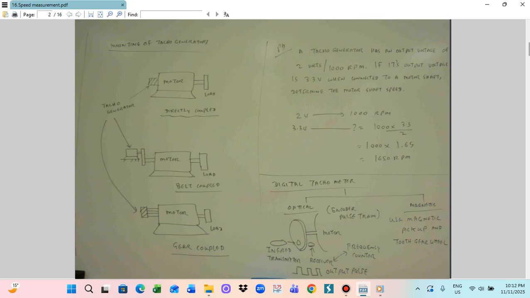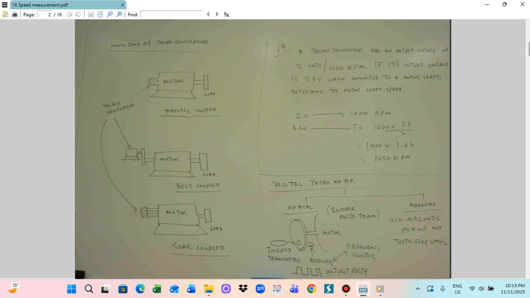If the tachogenerator has an output voltage of 2 volt per 1000 RPM, and the output voltage is 3.3 volt, we have to connect it to the motor shaft speed. So in this case, every 2 volt is 1000 RPM. The voltage is 3.3 volt. How many RPM? Then multiplying 1000 times 3.3 divided by 2. So this is 1000 multiplied by 1.65. So this is 1650 RPM.